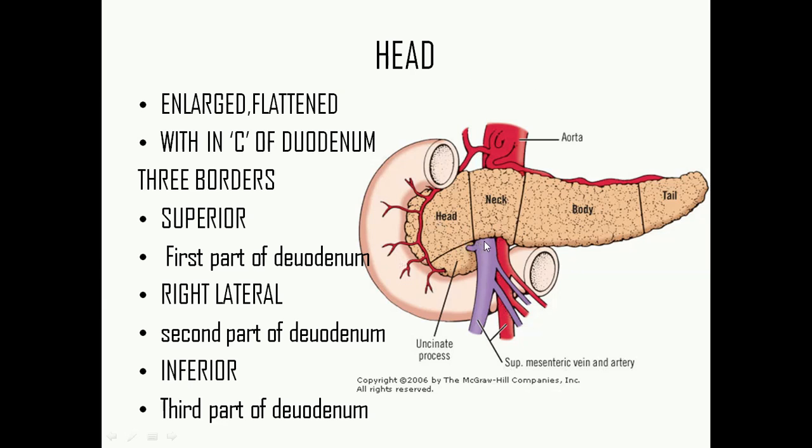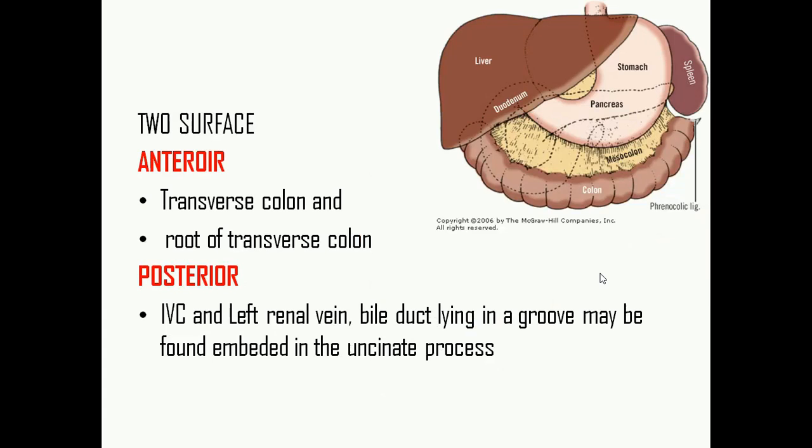On the right lateral surface, you have the second part of the duodenum. This C-shaped curvature corresponds to the head of the pancreas, and it relates itself to the second part of the duodenum. Inferiorly, it is related to the third part of the duodenum. Well below the C-shaped curvature, it extends into a horizontal tube called the third part of the duodenum. There are two surfaces, the anterior surface and the posterior surface.